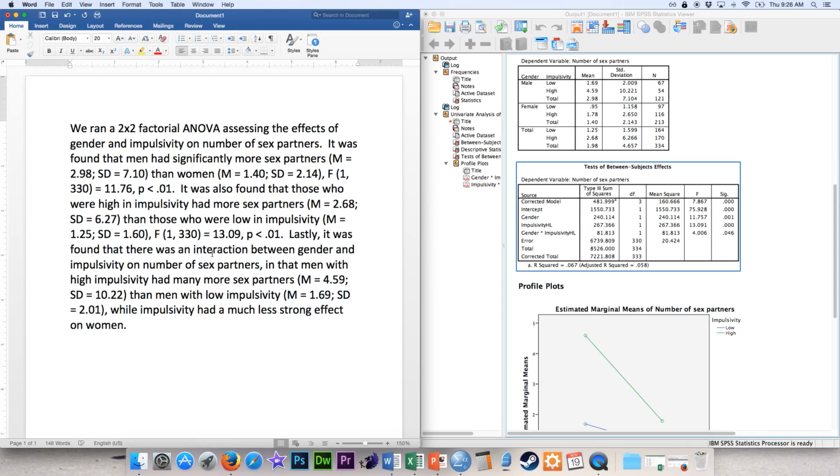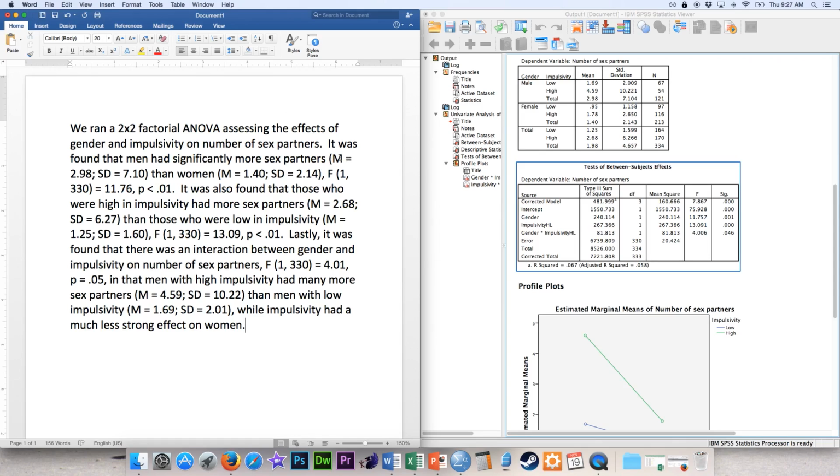And the last one was the interaction. It says there was a significant interaction between gender and impulsivity on sex partners. So there we're also going to put in F. It's going to be the same thing for the df. In this case, the F statistic was 4.01. In this case, the p-value, we can go ahead and write this in. We'd round this to 0.05. So it just was significant. So p equals 0.05. So there we go. We've written in all the statistics.